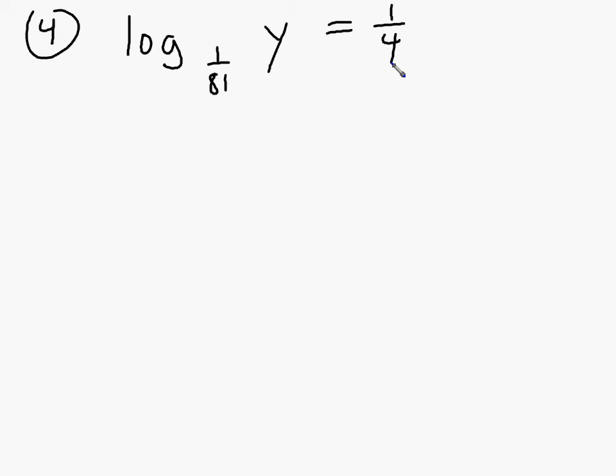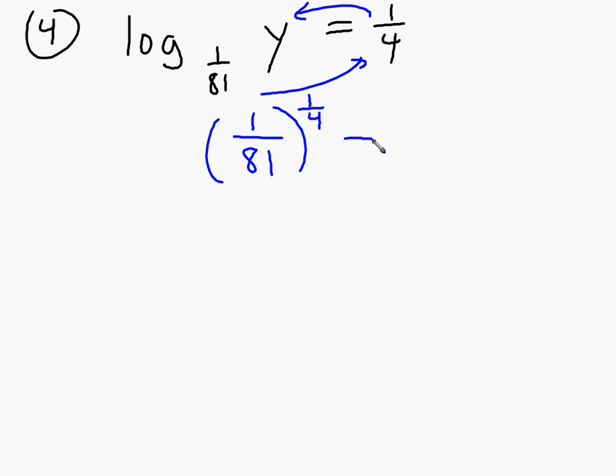Well, once again, our first step is always to do the switcheroo. So I switch these around and I have 1/81 to the 1/4 power equals y. Well, actually, y is by itself. I just need to figure out what 1/81 to the 1/4 power is.